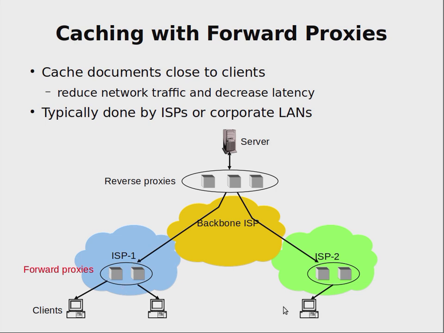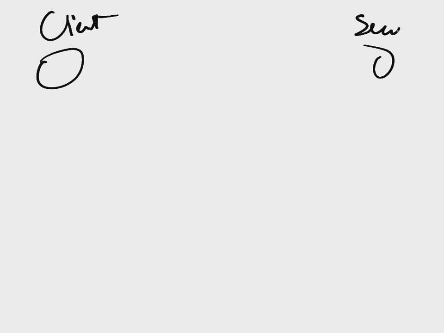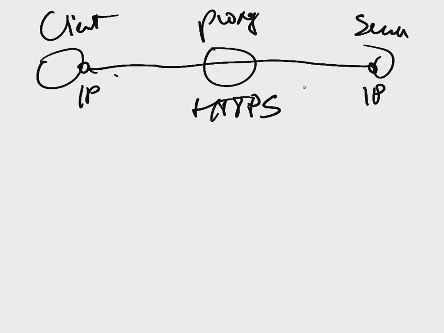And what do they do? Usually they work in the following way: if you use HTTPS protocol, then everything is encrypted from the client to the server, and the proxy server just sees encrypted data sent from this IP address to that IP address, to this port number to that port number, but it doesn't know what exactly was requested and what is responded.